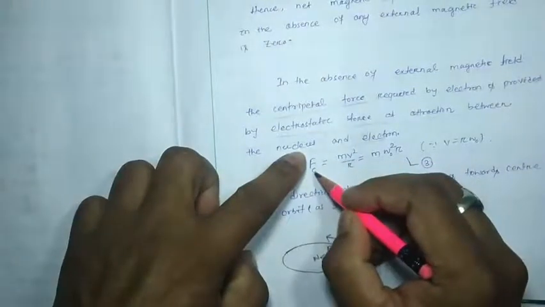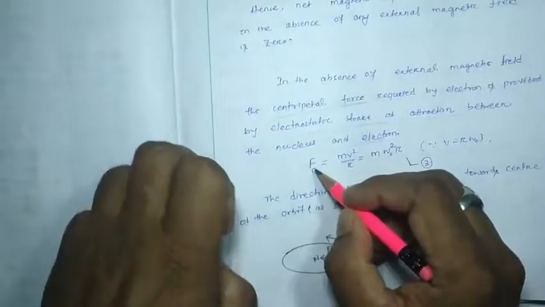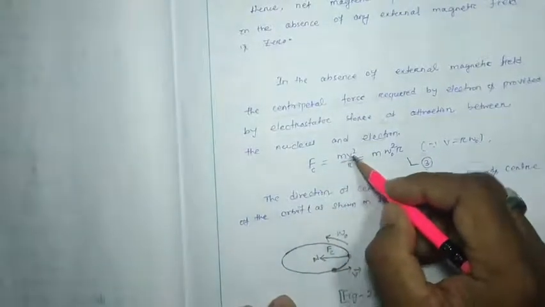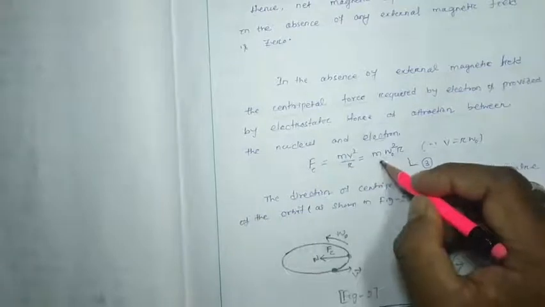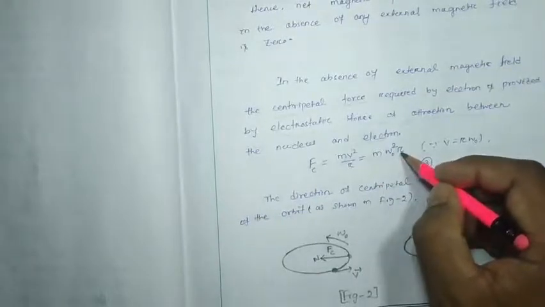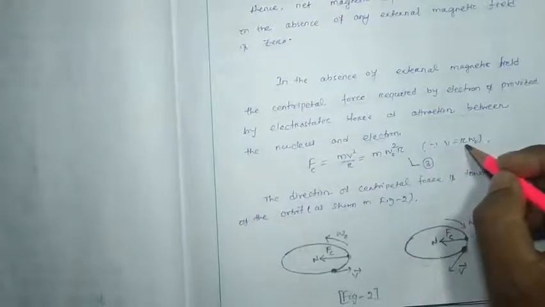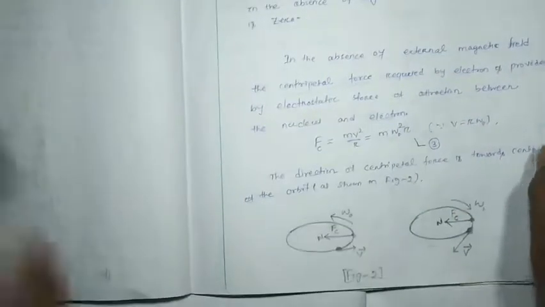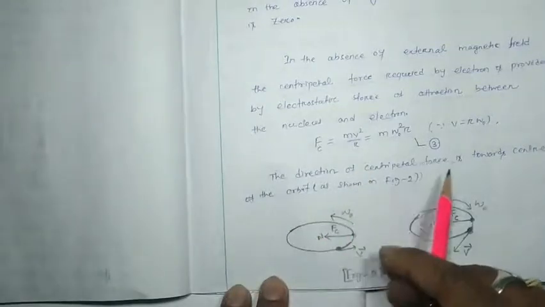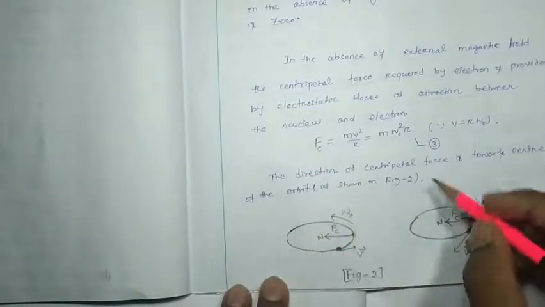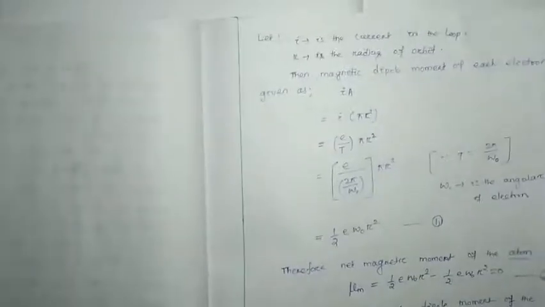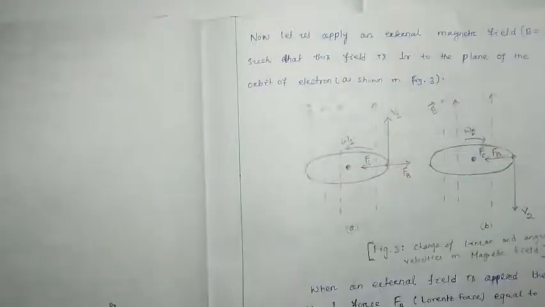Fc is nothing but the centripetal force. Fc will be equal to m v square by r, or we can write m omega_0 square r, because we know that v equals r omega_0. Let it be equation number 3. The direction of the centripetal force is towards the center of the orbit, which is shown in figure 2, whether it is clockwise or anti-clockwise. Next we go to the next page.